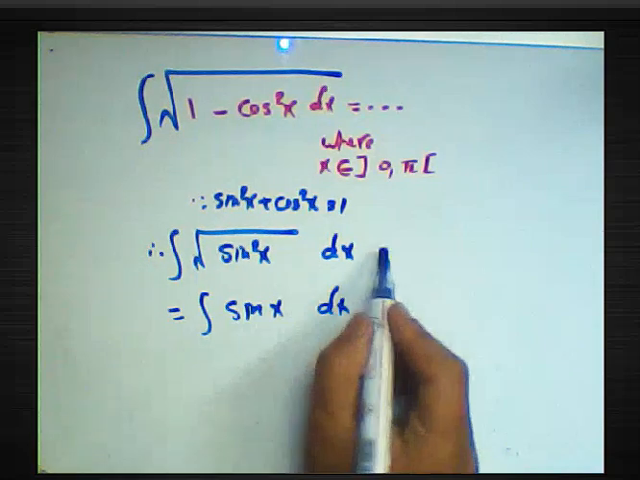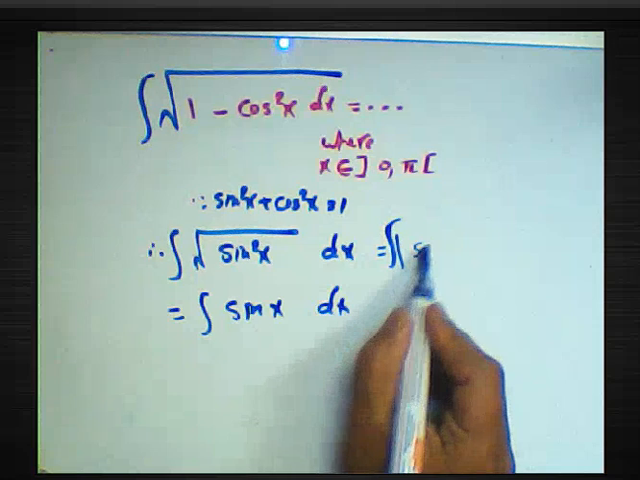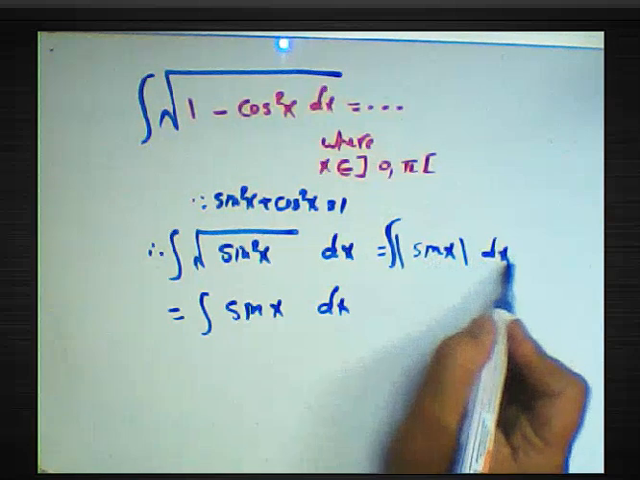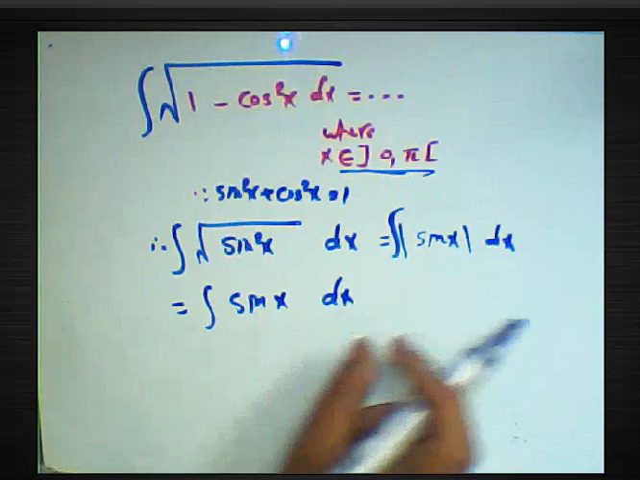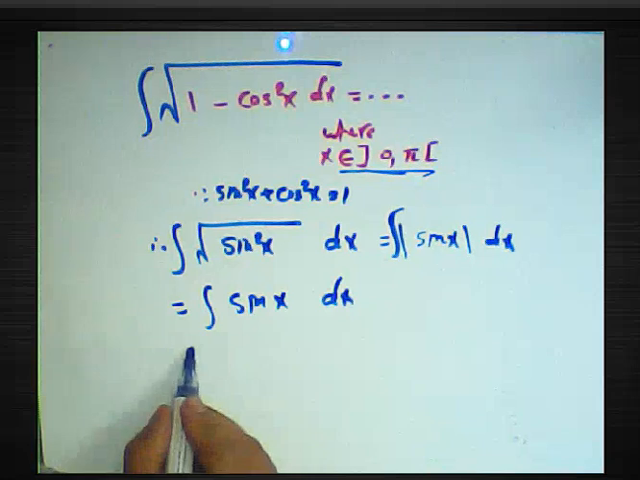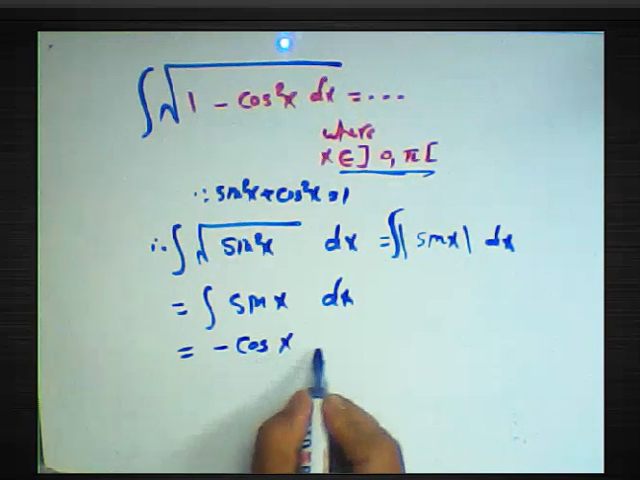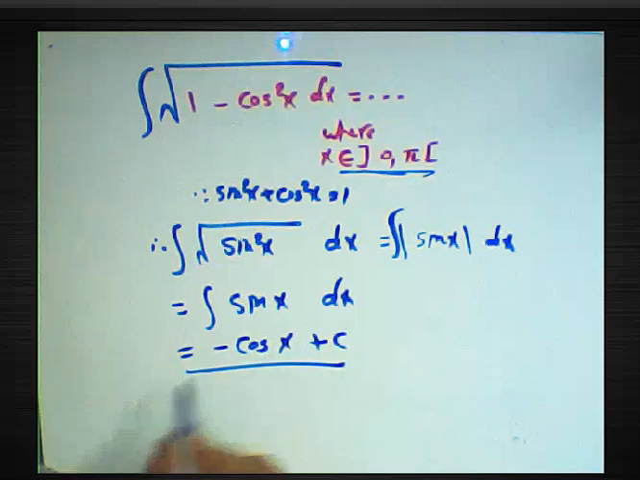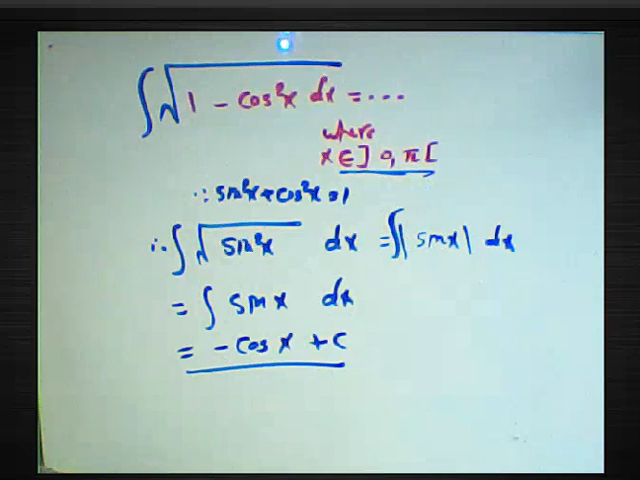We can write the absolute value of the integration of sine of x dx, but they tell us x belongs to 0 and pi, meaning positive. So the result will be, the integration of sine is negative cosine x plus constant, because they tell us x belongs to the open interval 0 and pi, and sine is positive on this interval.